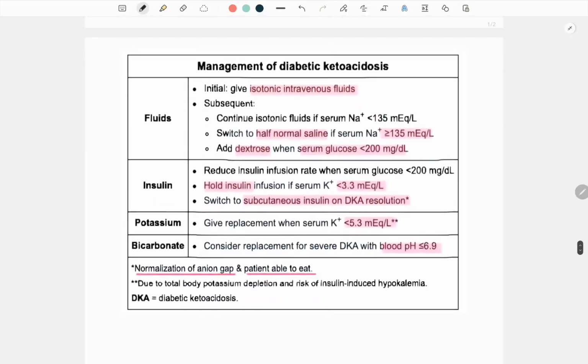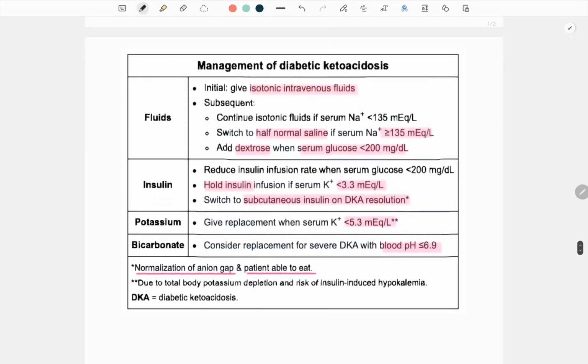Now comes the most important part, management of diabetic ketoacidosis. As we talked about, there are four major components: fluids, insulin, potassium, and bicarb. Out of these four, I want you to remember fluids and insulin are a must. It has to be given. Let's talk about it in detail. Let's talk about fluids.